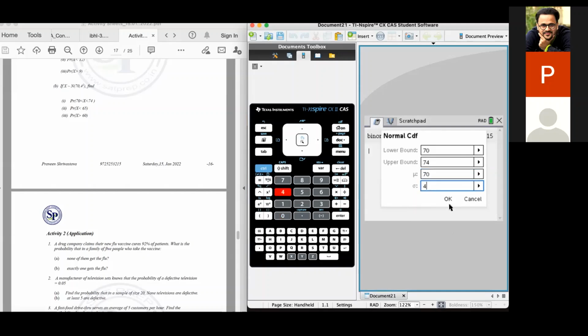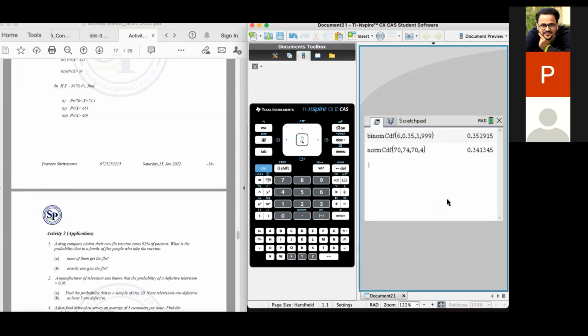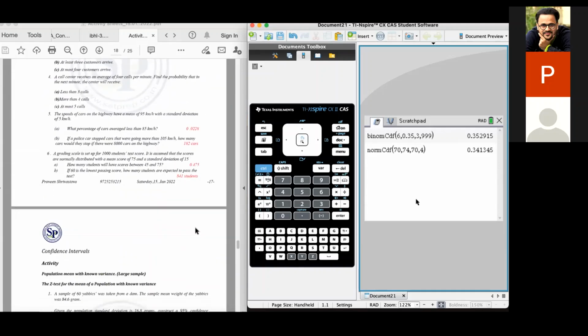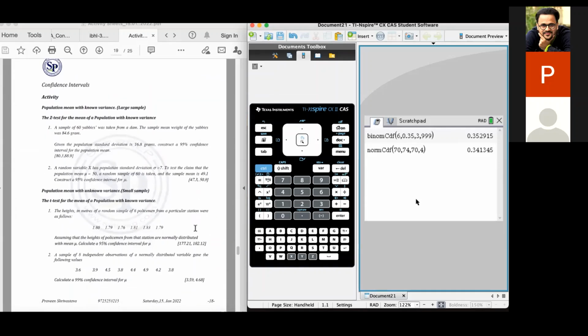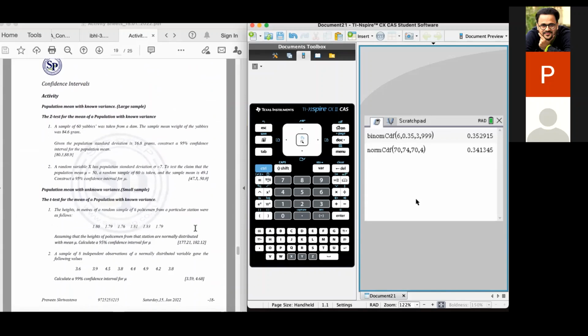And then you can directly get the normal. Because in our syllabus we do not have the normal distribution table. So that is why we are allowed to use this calculator, and through that only we need to calculate the probabilities. So now, as I said, the important feature is finding the confidence interval, which we need to see.